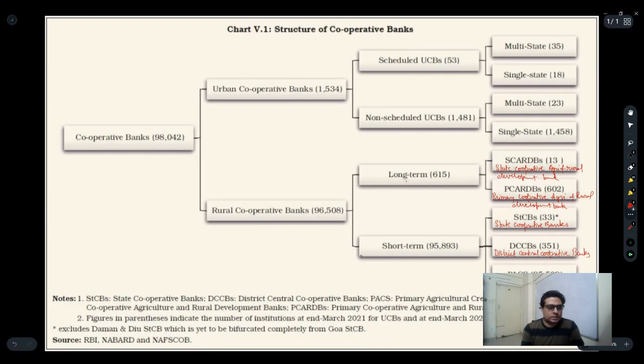Okay, so this is the cooperative banking structure of India, and you can also find the same file on the Reserve Bank of India's website. A lot of explanation of the cooperative banking structure in India is given in different books, so it's better to take what is most authentic, that is the Reserve Bank of India's, right?